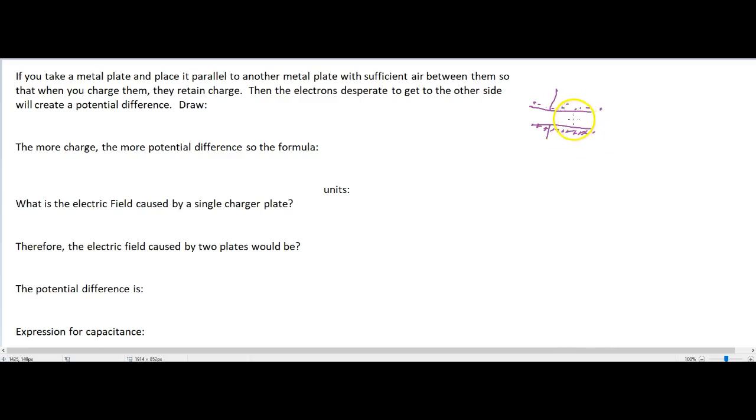They can't do so because the air gap is sufficient to keep them from going across if it's a properly made one. The more the charge, the more the potential difference. So we know as this charge goes up, the voltage, the desire to jump across there, is going to go up. And so we might say something like, as the voltage goes up, my charge goes up, and I need some sort of a constant, so I'm going to put a C there. Oh, C is our old friend capacitance, and this is where this thing comes from. Capacitance is a coulomb per volt, which again we're going to call a Faraday or a farad. Okay. Now, what is the electric field caused by a single charged plate?